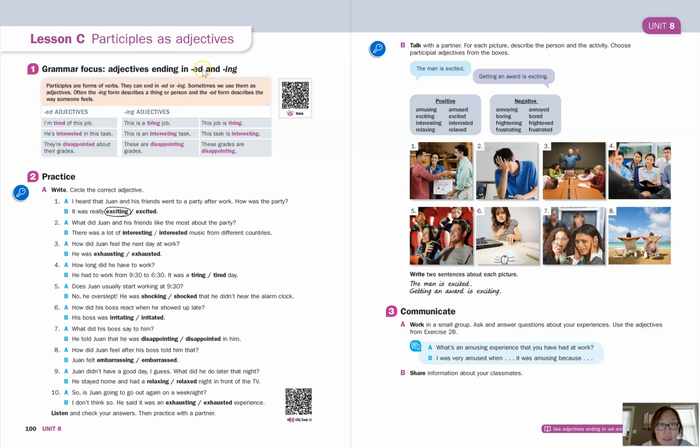So sometimes this can be tricky because when we see words that end in ed or ing, we often think that they are verbs, because verbs that have an ed ending are usually past tense verbs, and verbs with an ing ending are continuous verbs or continuous tense. But words that end in ed and ing can also be adjectives. So let's go ahead and take a look at this lesson, the grammar lesson.